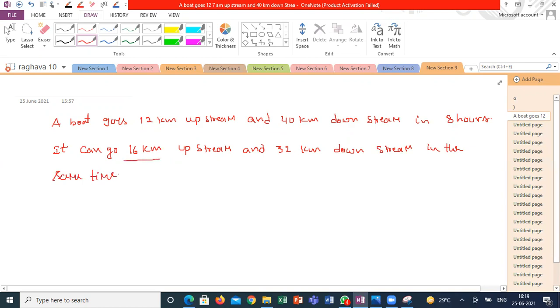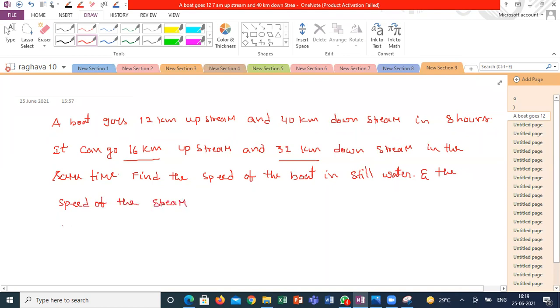That means the time taken to go 16 kilometers upstream and the time taken to go 32 kilometers downstream is the same time. Find the speed of the boat in still water and the speed of the stream. Speed of the stream, current, speed of the water, all are the same. All represent velocity, the speed of the flow.